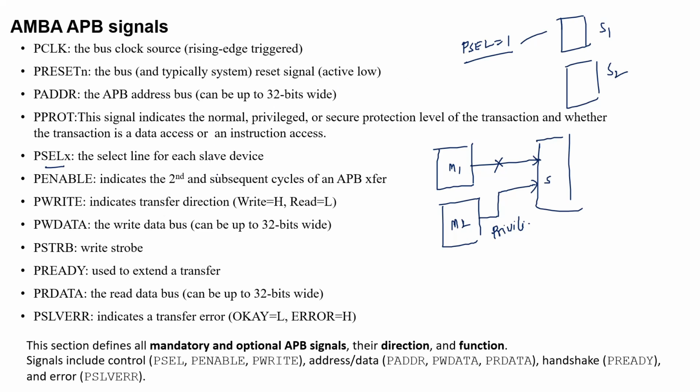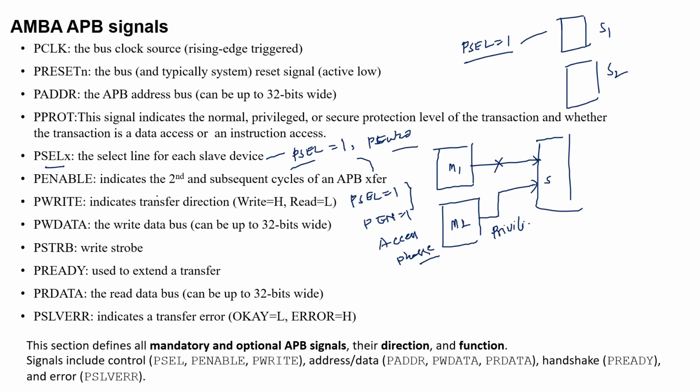And then the PENABLE signal. In the previous cycle we select the slave, and in the next cycle we enable it. Initially PSEL is 1 and PENABLE is 0. In the next cycle we maintain PSEL equal to 1 and PENABLE also equal to 1. That means it has entered the access phase. Whenever it enters the access phase, the communication between the master and slave starts.